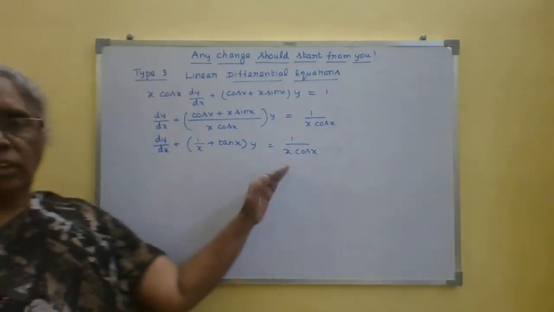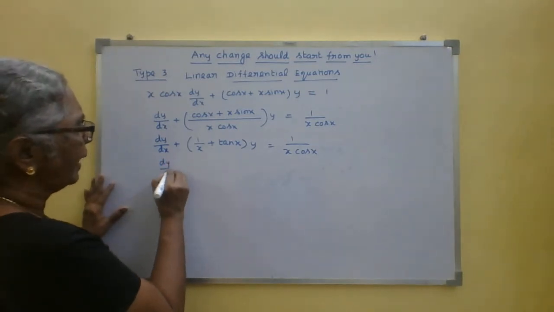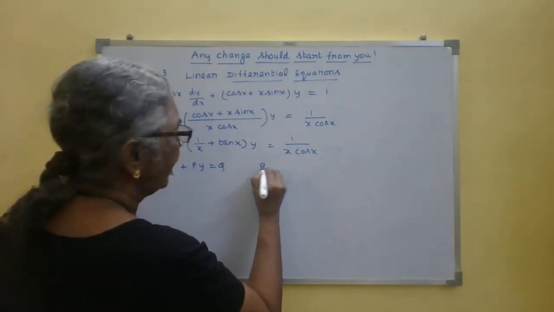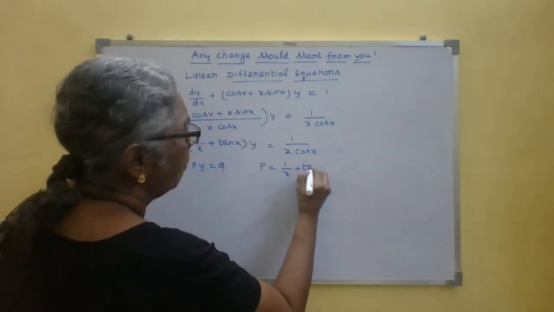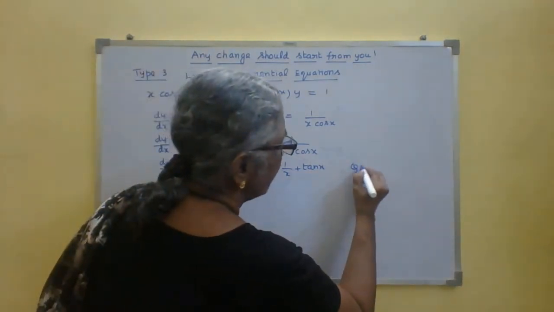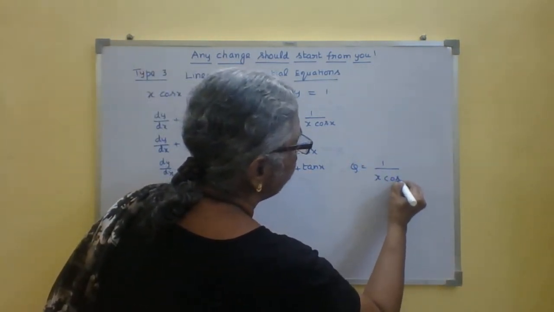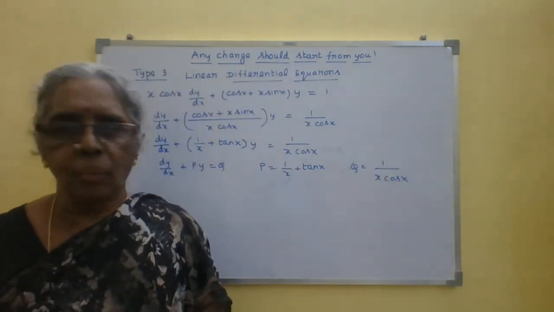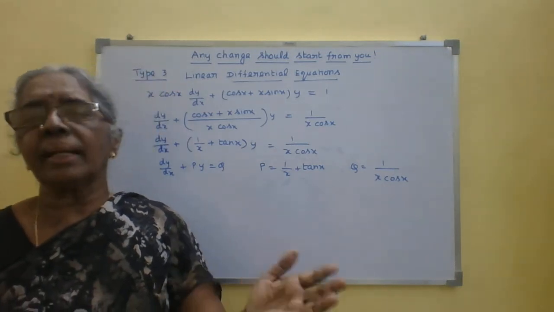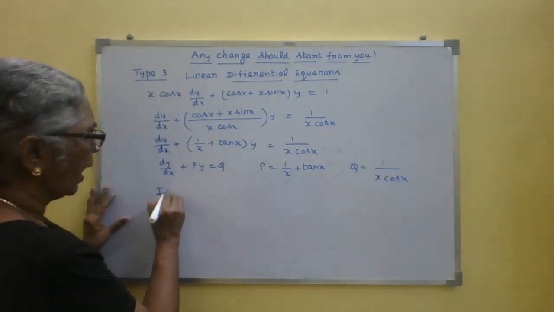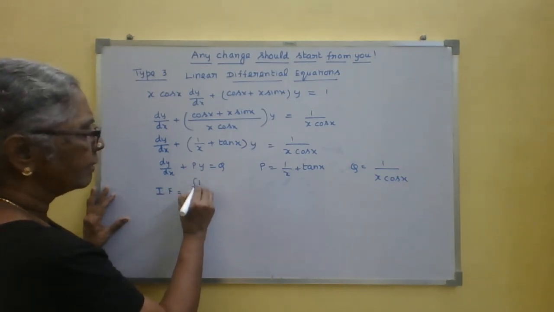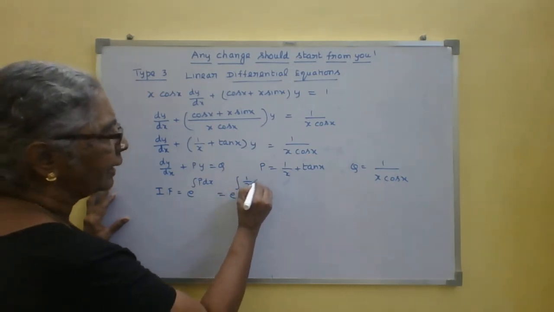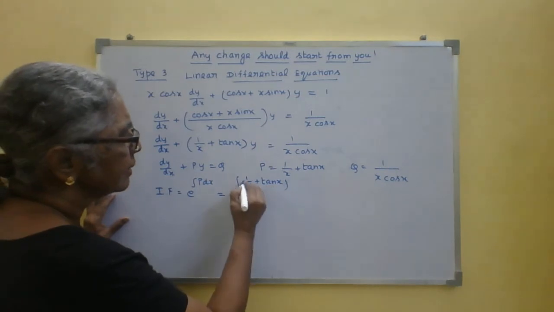Now this is of the form dy by dx plus py is equal to q. My p is equal to 1 by x plus tan x and q is equal to 1 by x cos x. So now I have found my p and my q. What is the next step? You have to find the integrating factor. So I will write IF is equal to e power integral p dx, that is e power integral of (1 by x plus tan x) dx.